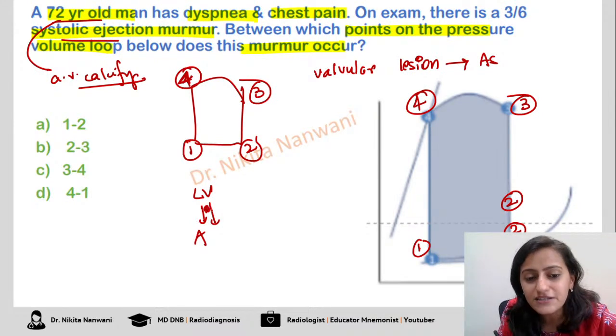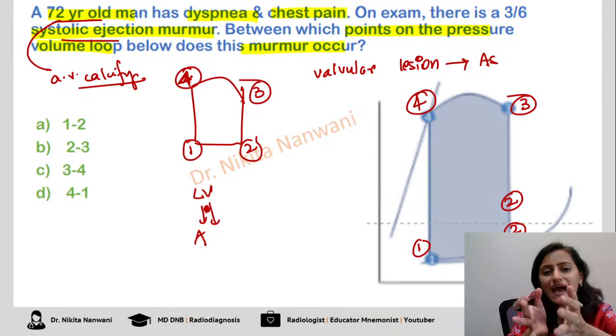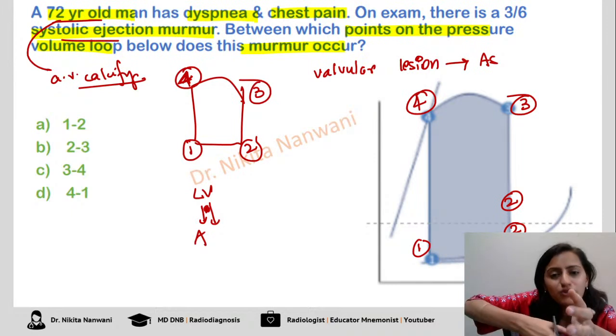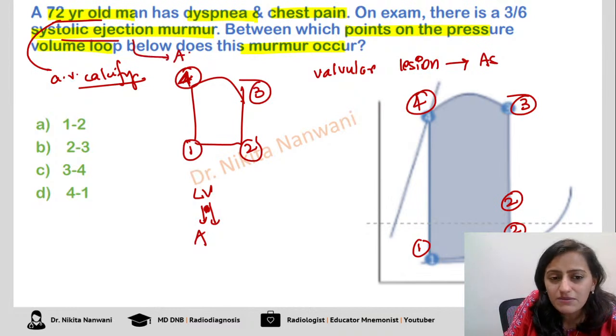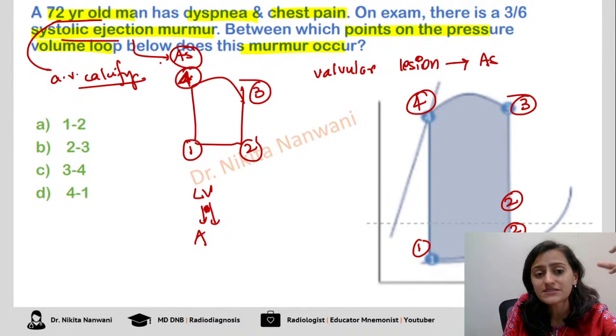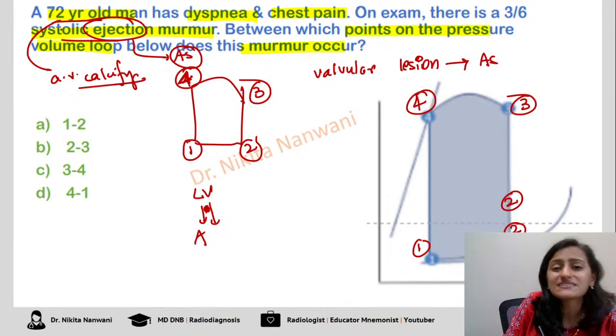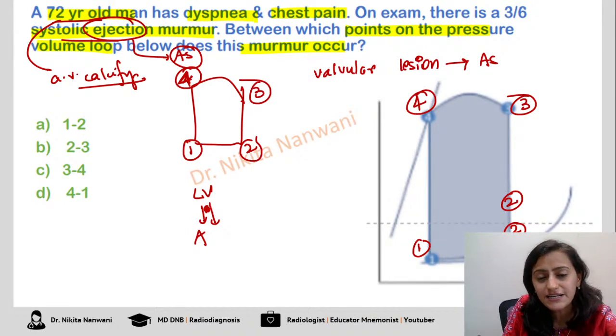Why? Because basically the door is narrow. Whenever through the narrow pipe, narrow door, the blood will flow, water will flow, it will create sound. So the systolic ejection murmur tells you this is aortic stenosis. The term itself tells you it is ejection murmur. So basically between which points the ejection is occurring?